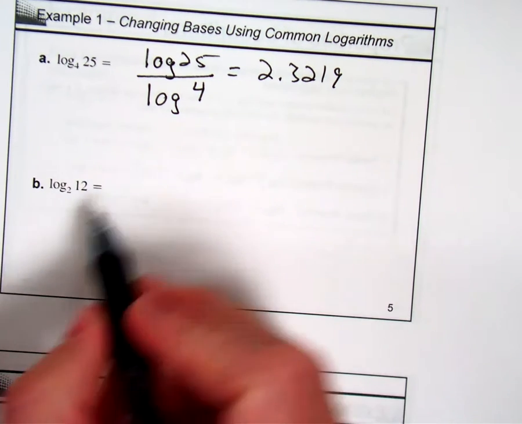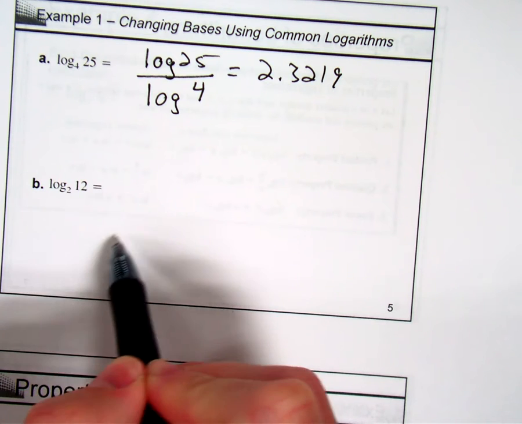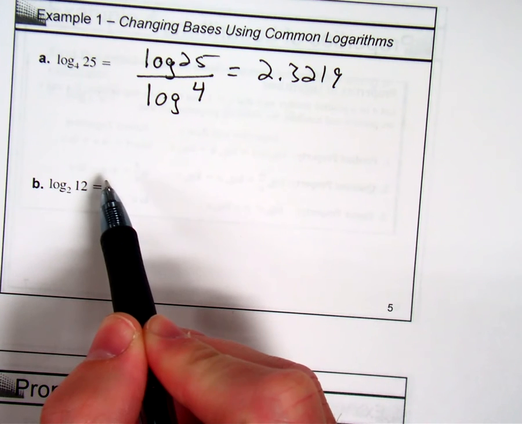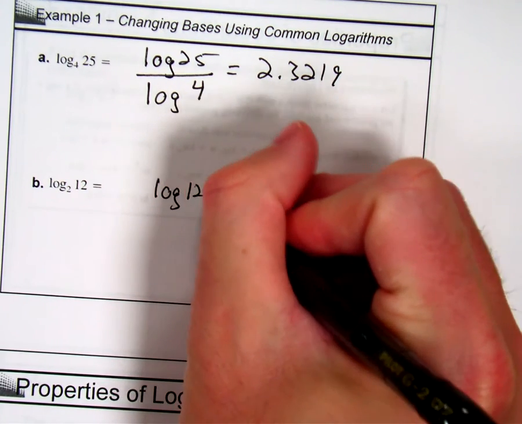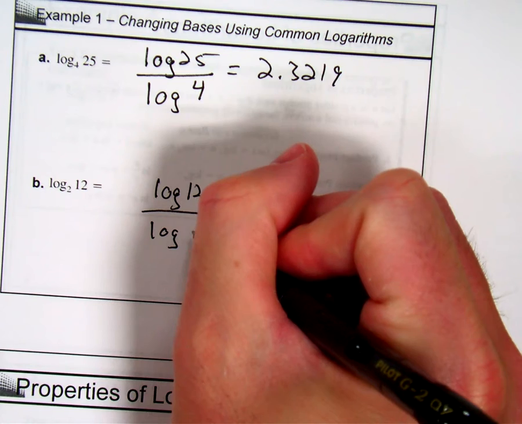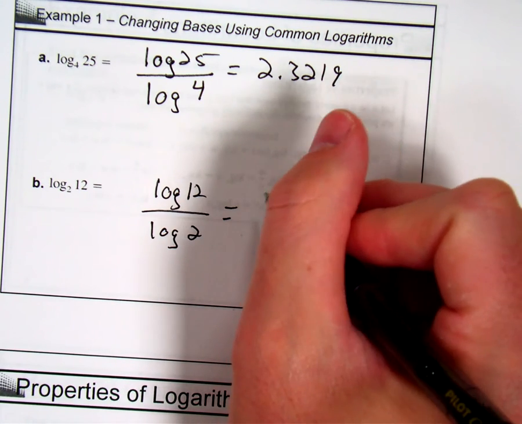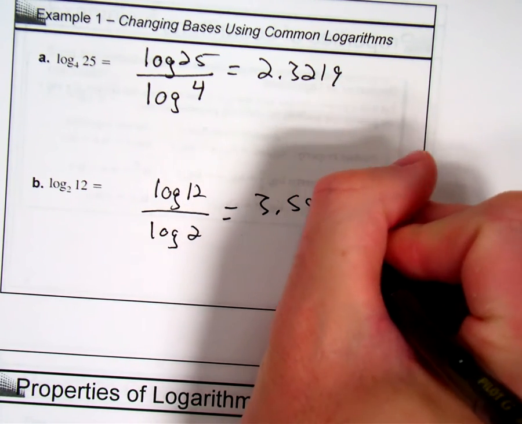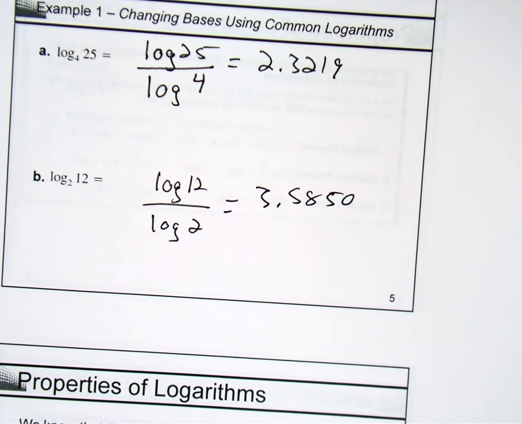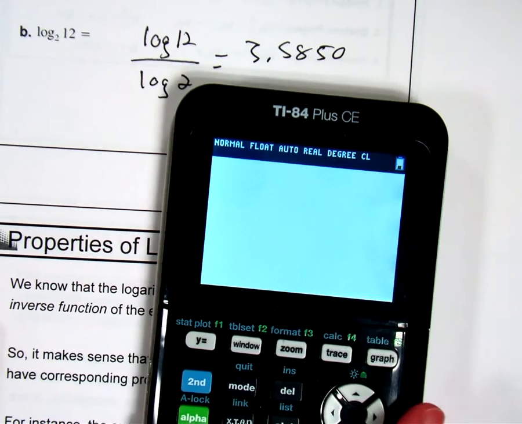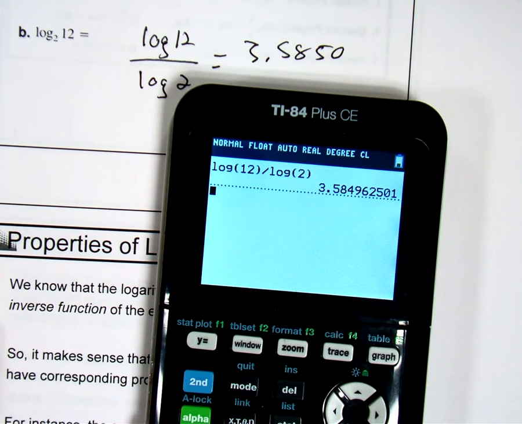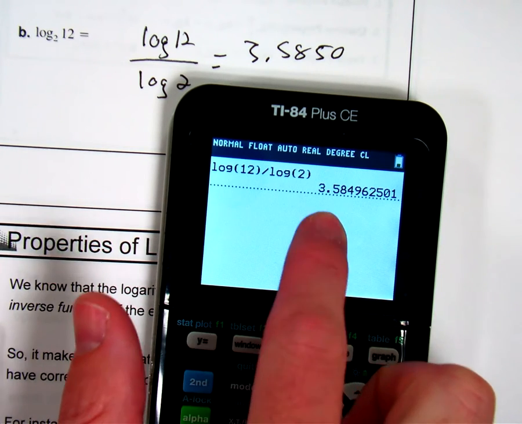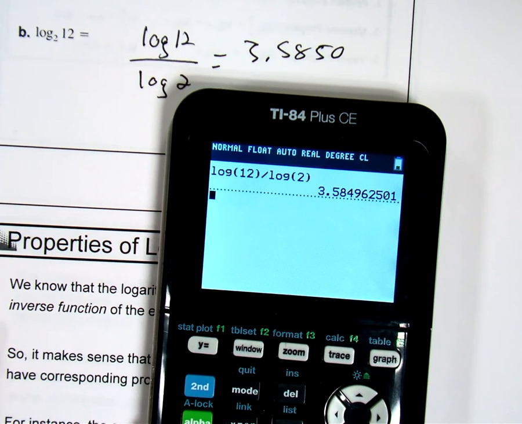Okay, let's give you a second here to try this one. Alright, hopefully we're able to type that into your calculator pretty quickly, and we should be getting 3.5850. Log 12, close them, divided by log 2. That last spot rounds up, makes that a 0, makes that a 5. 3.5850.